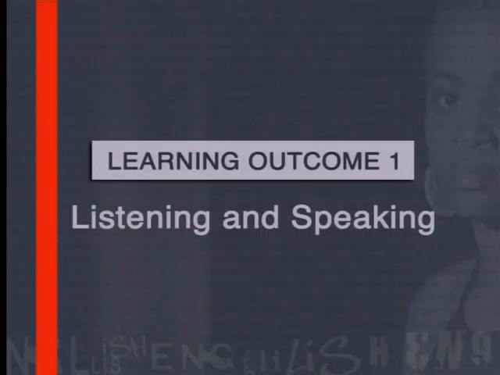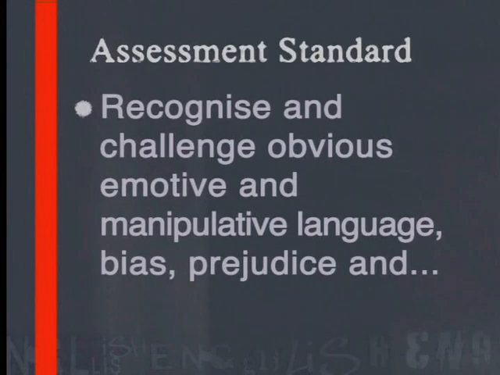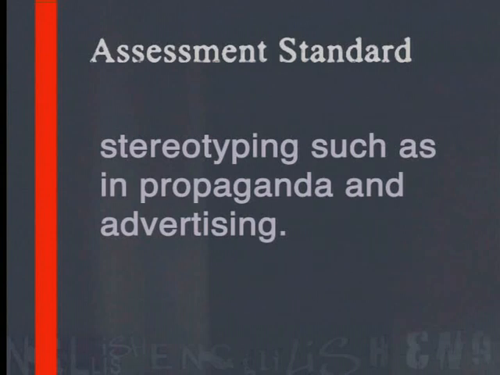The following lesson is linked to Learning Outcome 1, Listening and Speaking. It addresses the assessment standard that requires learners to be able to recognize and challenge obvious emotive and manipulative language, bias, prejudice, and stereotyping, such as in propaganda and advertising.